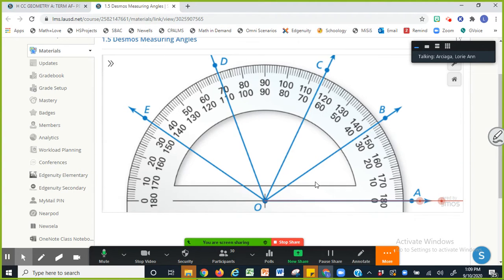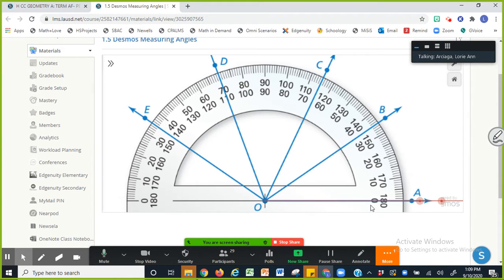So your goal is to measure each angle, let's say angle AOB, by using this red line over here. So how are you going to do it? The first red dot must stay on the zero line. So this is the zero. That's the beginning point, right? You probably are wondering why there's 180 to the right of zero. It's because a protractor can measure both ways.